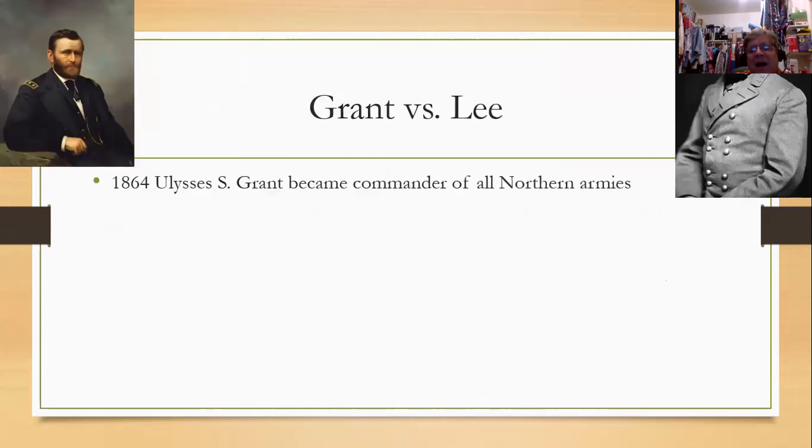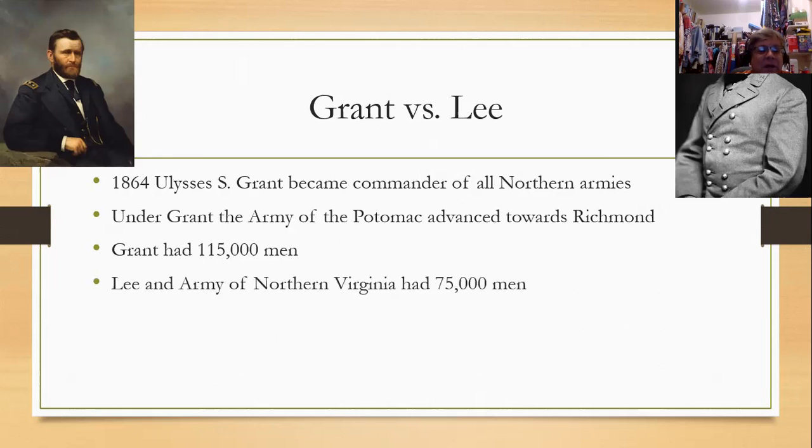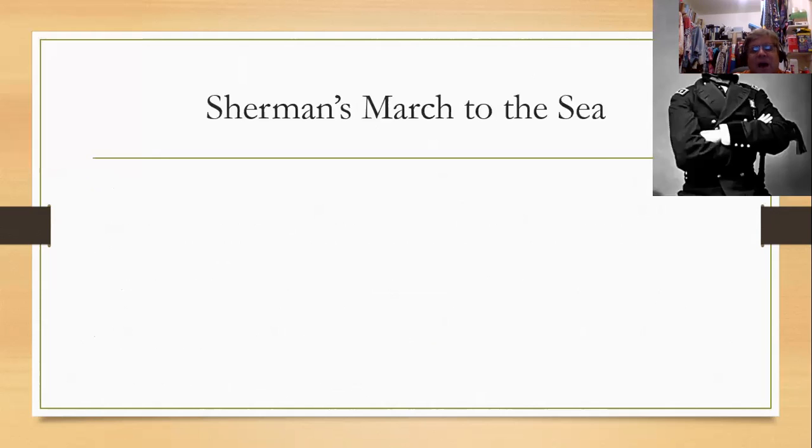And the war would come down to primarily Ulysses S. Grant versus Robert E. Lee, although there's still some other commanders that are involved. Lincoln promoted Grant to be the commander of all Northern armies because he wasn't timid. Now, he would suffer a lot of casualties, but he would win battles. Under Grant, the Army of the Potomac advances towards the southern capital. Grant had 115,000 men. Lee had only 75,000. And so there's some battles in the middle of 1864, but they're indecisive.